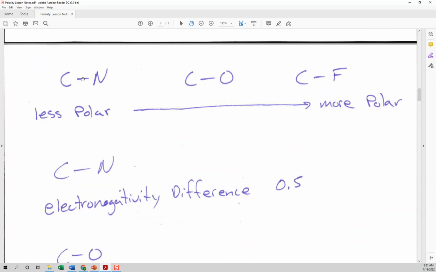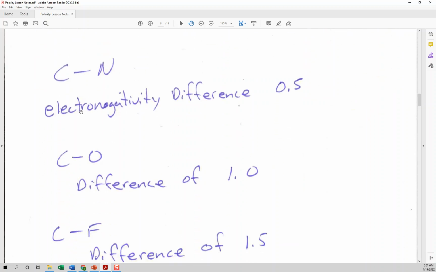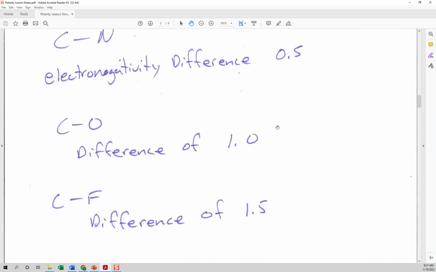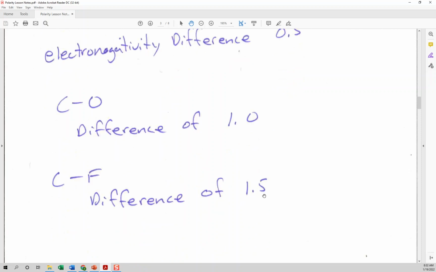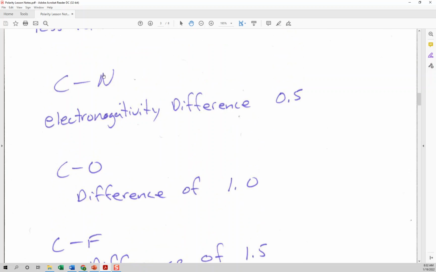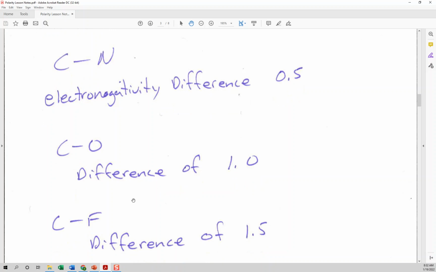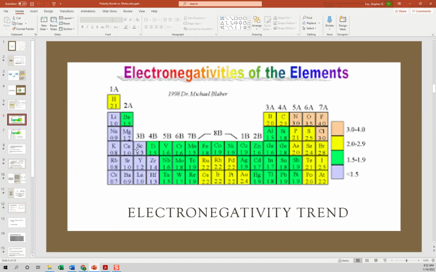So this bond is polar, but it's not as polar as this bond. The bigger the difference in electronegativity, the more polar the bond, okay? So this has an electronegativity difference of 0.5, this has an electronegativity difference of 1.0, and this has an electronegativity difference of 1.5. Again, all these bonds are considered polar, but if you wanted to know which one was more polar, you're looking for the most electronegativity difference between the atoms. And you can look that up, okay? Just look up electronegativity values and this chart will pop up.